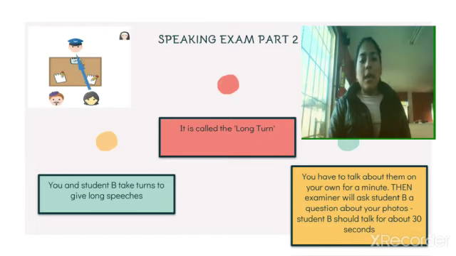Then student B gets 2 photos and has to talk about them for 1 minute. When that is over, the examiner asks you a question and now you have about 30 seconds to answer.